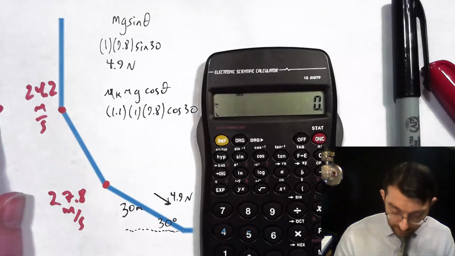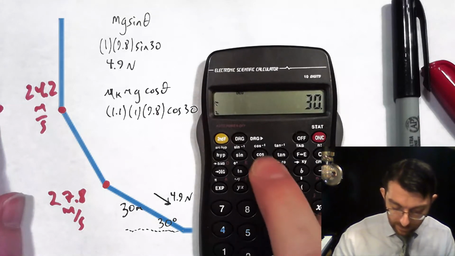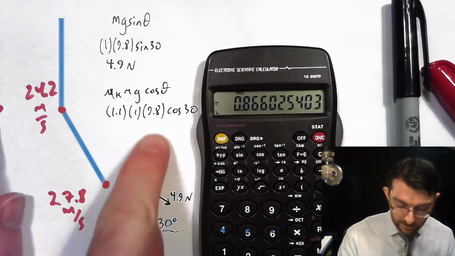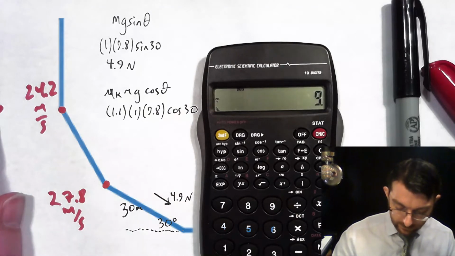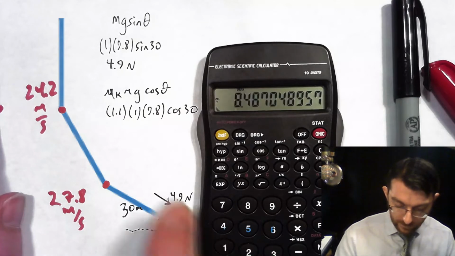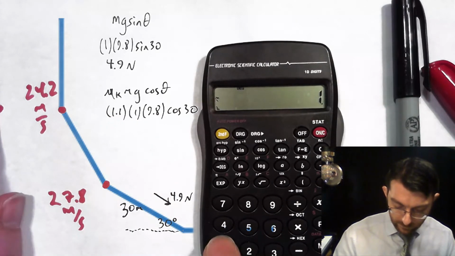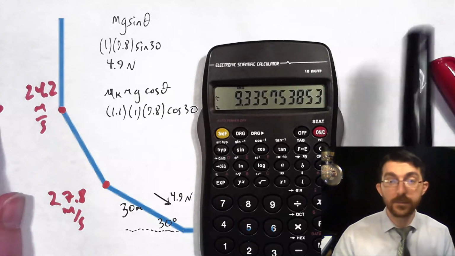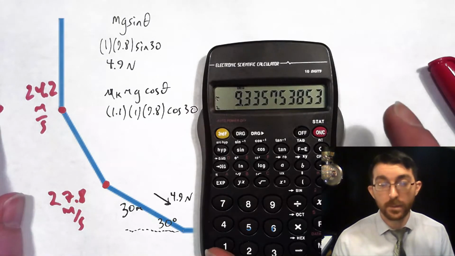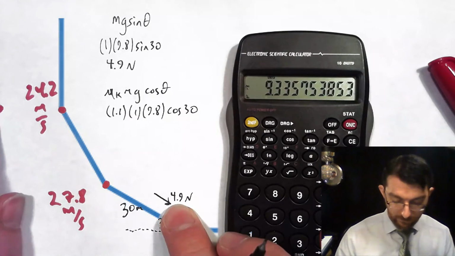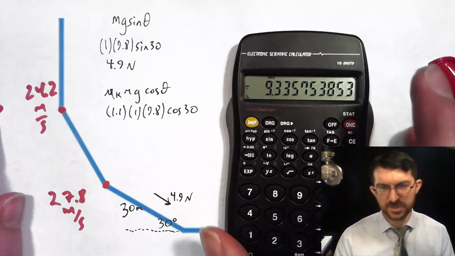So I'm going to let the calculator get that for me. 30 cosine times 9.8 times 1.1. There we have it. 9.34. I guess I've only got one digit there. I'll just go with 9.3.